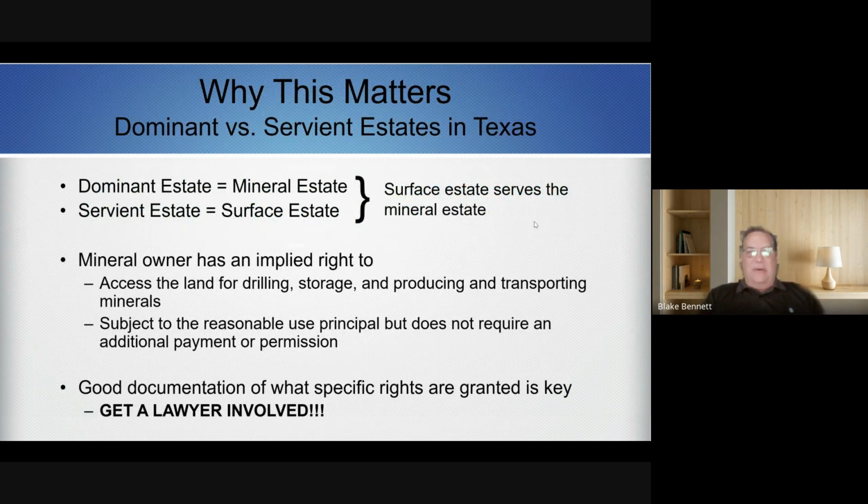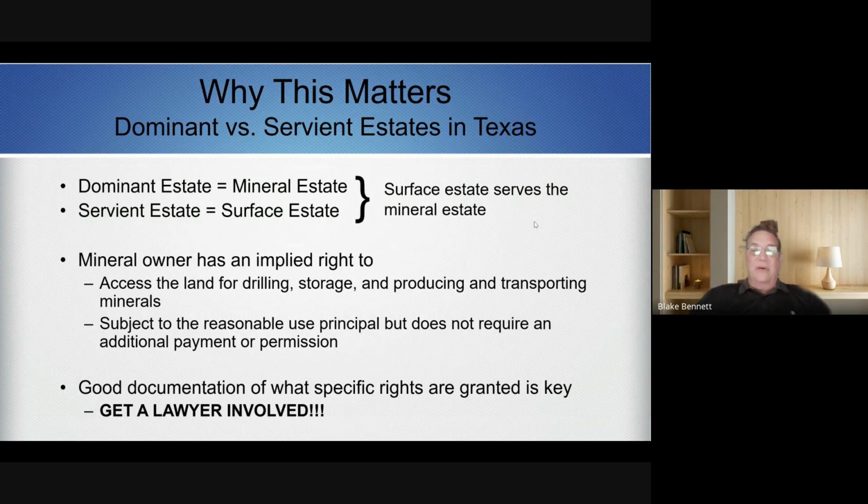Why does this even matter? Why does who own the mineral rights even matter? Well, it comes down to the dominant and servant estates in Texas. The dominant estate is the mineral estate. So the surface serves the minerals. That means that if they want to drill, yes, they can use the surface. Now they'll have to pay the person who owns the surface money for some type of an easement. But yes, if they want the minerals, then absolutely the surface has to serve the mineral estate.